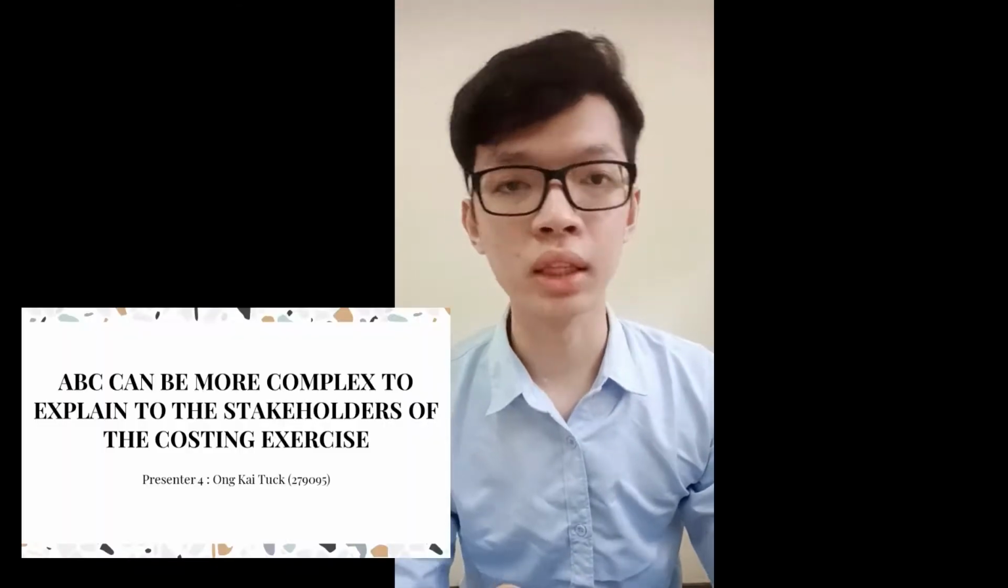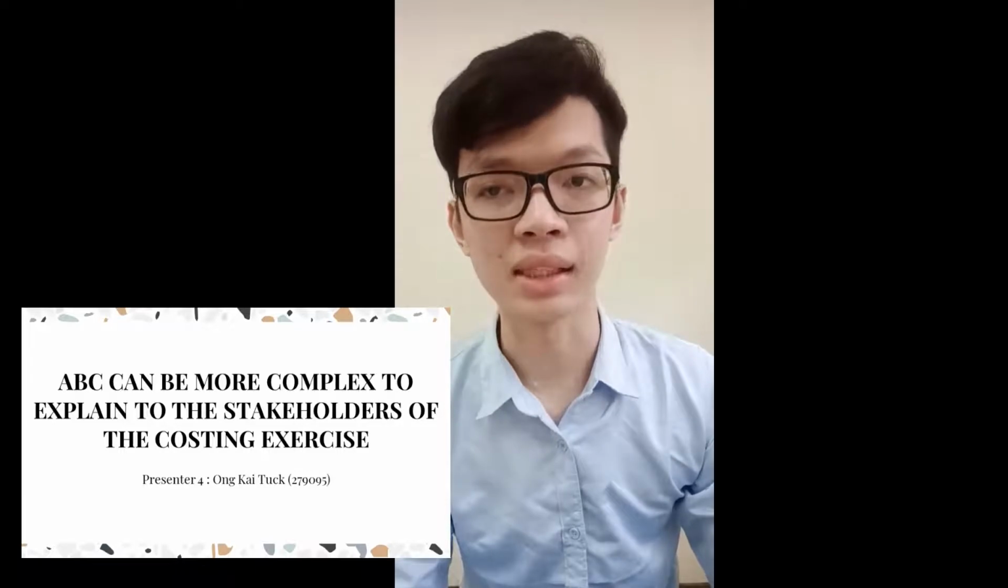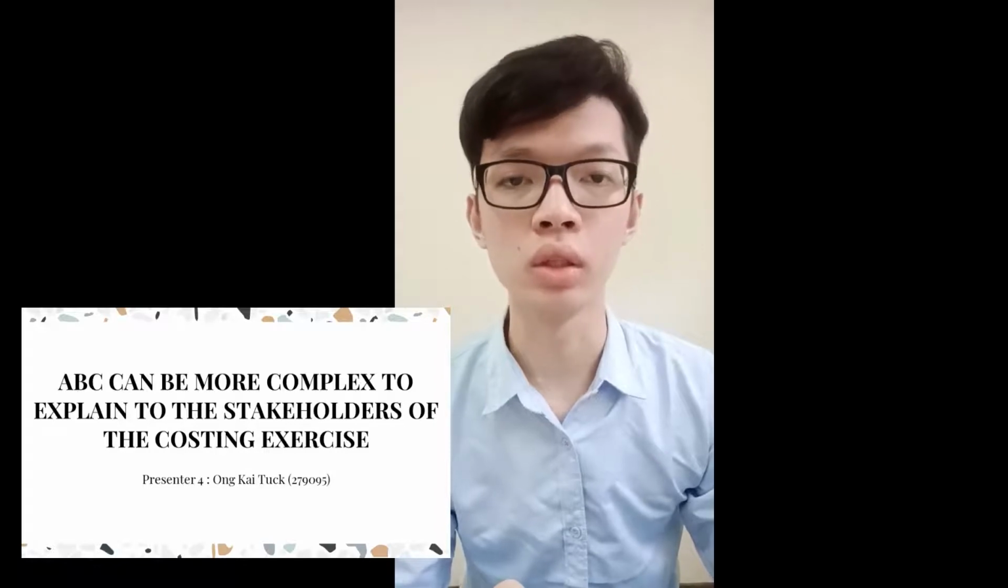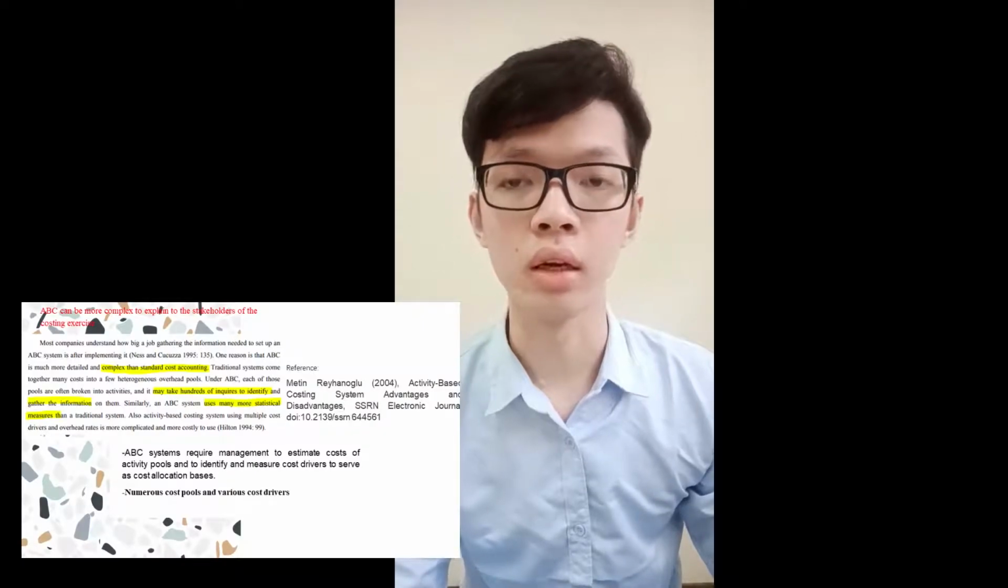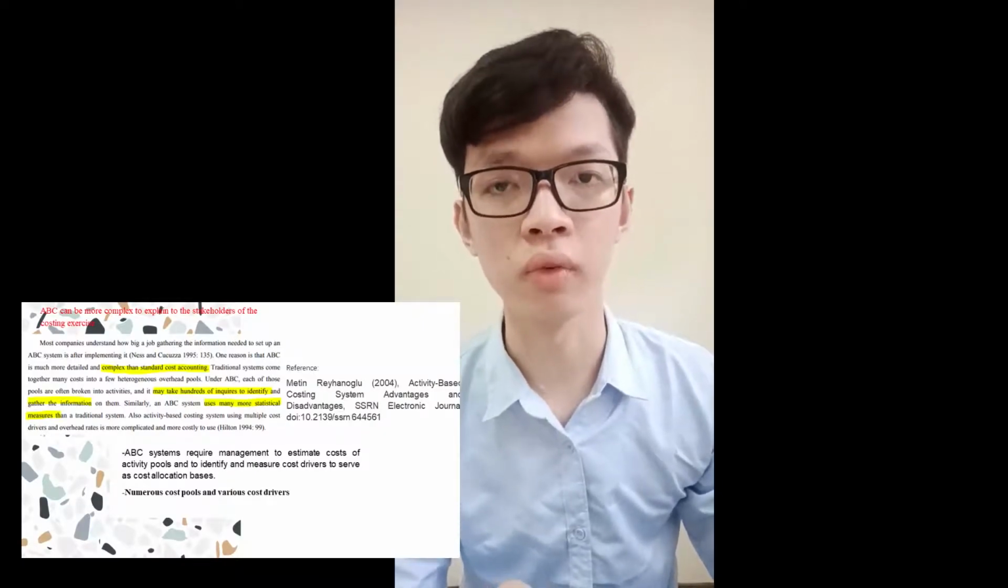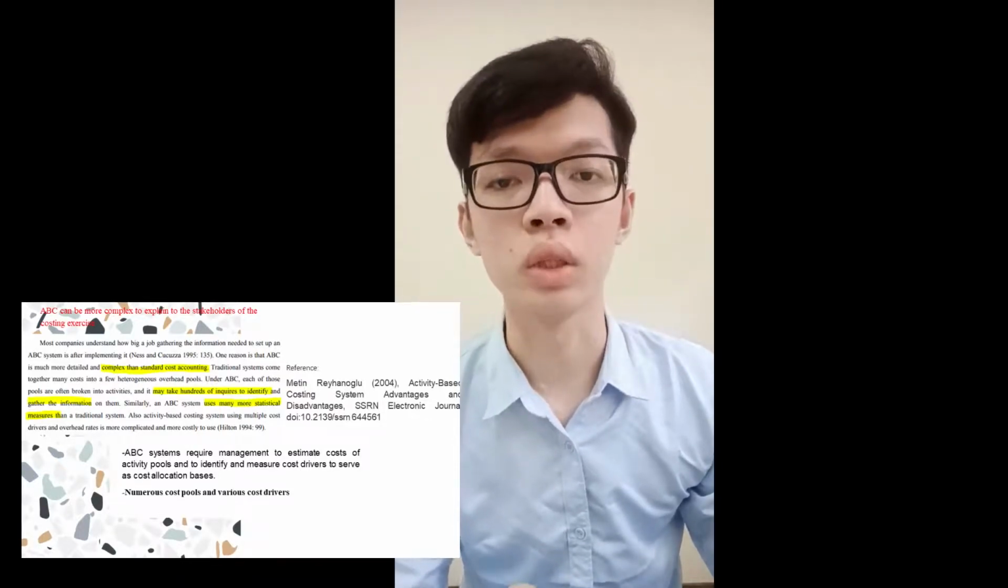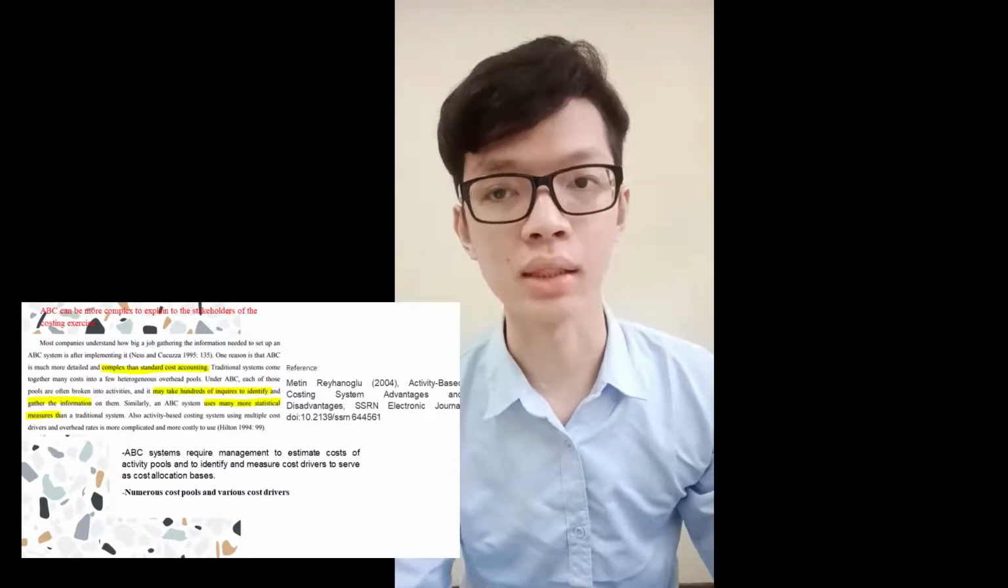We can see clearly, according to the article, most of the companies understand how big a job they need to do after the implementation of the system. Because the activity-based costing system is more complex than other systems because it uses more statistical measures than the traditional system. In my opinion, the limitations of the ABC system are not only that it is not suitable for small companies, but also that it can be more complex to explain to the stakeholders of the costing exercise.